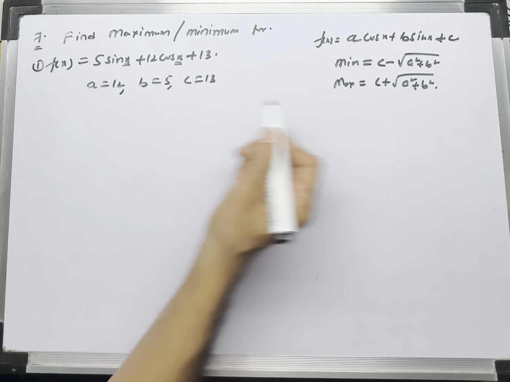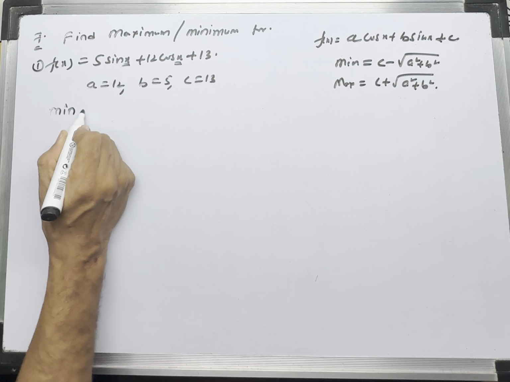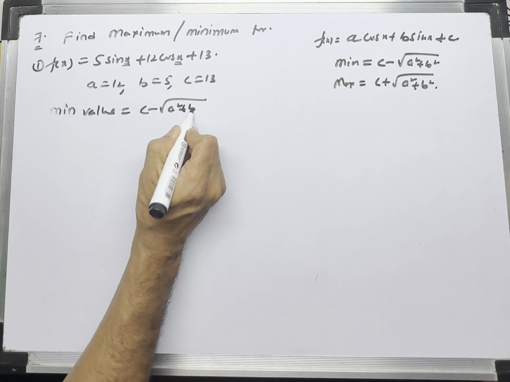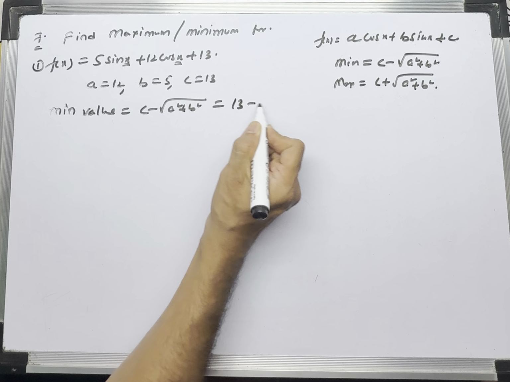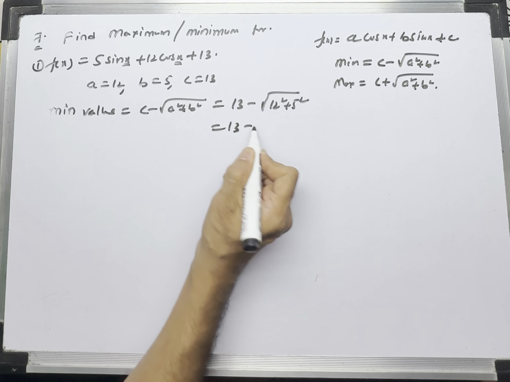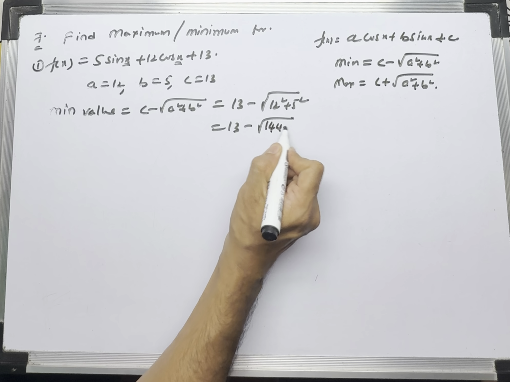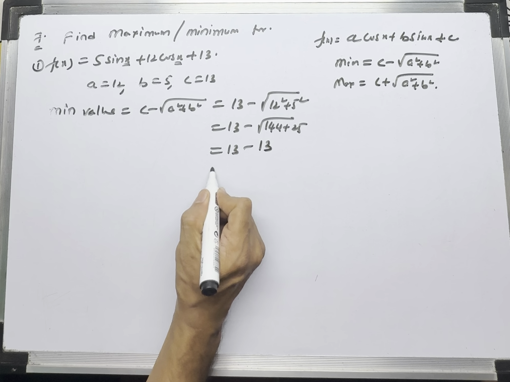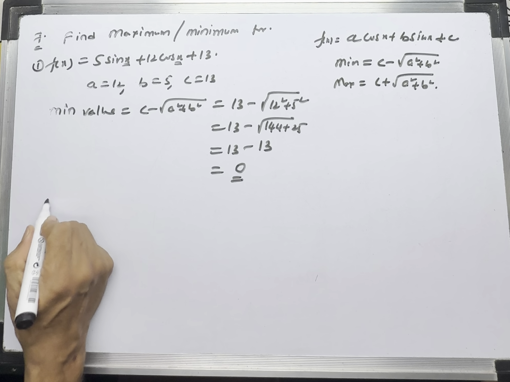So we have to find the minimum value now. Minimum value equals c minus root over a square plus b square. 13 minus root over 12 square plus 5 square. So 13 minus root over 144 plus 25, that is 169. The square root of 169 is 13. 13 minus 13 is 0.